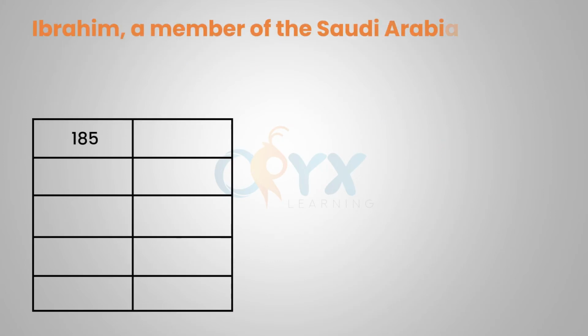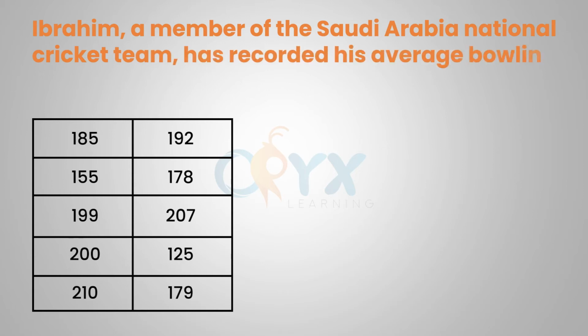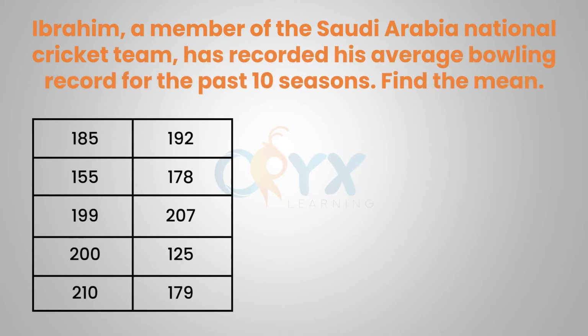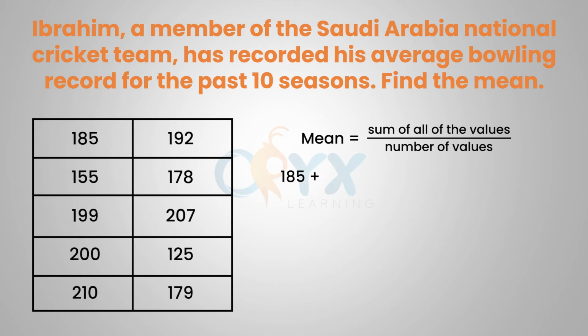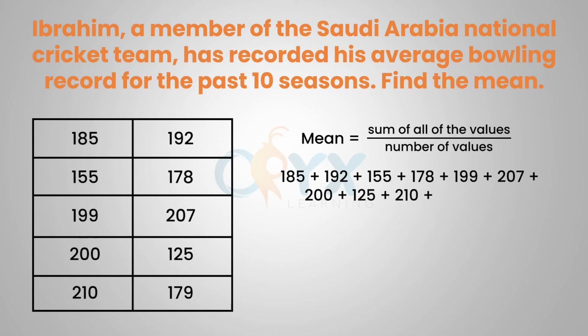Ibrahim, a member of Saudi Arabia's national cricket team, has recorded his average bowling record for the past 10 seasons. Find the mean. In order to find the mean, we need to find the sum of all of the values and divide it by the number of values. To find the sum, we will add together all of his averages. So 185 plus 192 plus 155 plus 178 plus 199 plus 207 plus 200 plus 125 plus 210 plus 179 will give us a total of 1,830.